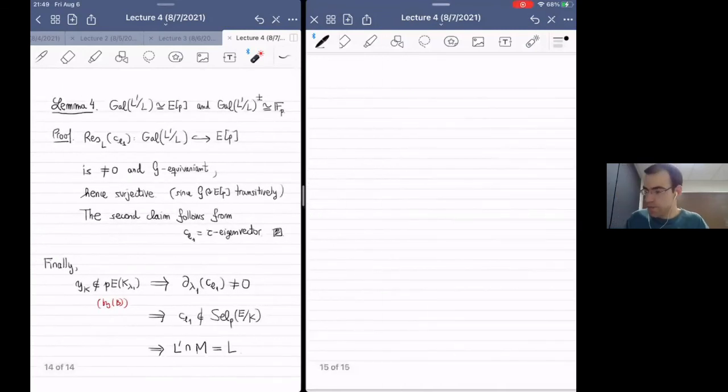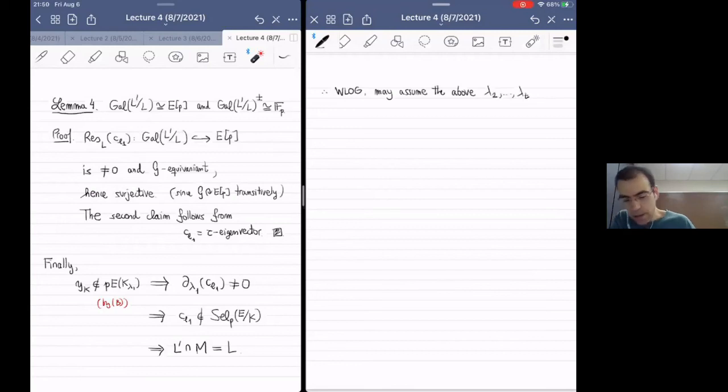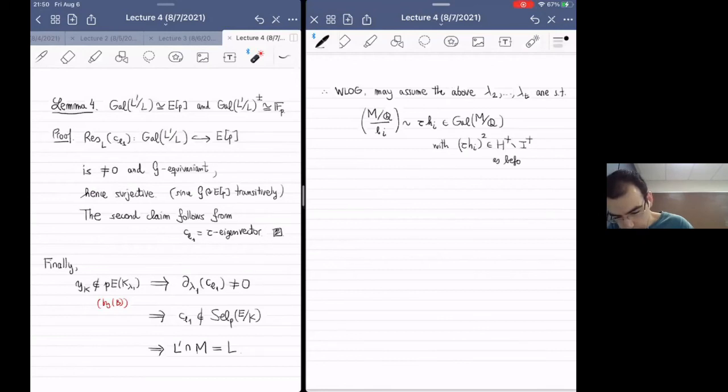So without loss of generality, we may assume that the above lambda 2 through lambda t are such that, on the one hand, we have the same condition as before. Lambda 1 has been fixed, that one we don't ask anything further. This is conjugate to tau h in here, as before, with tau h squared in here. So this is just as before.